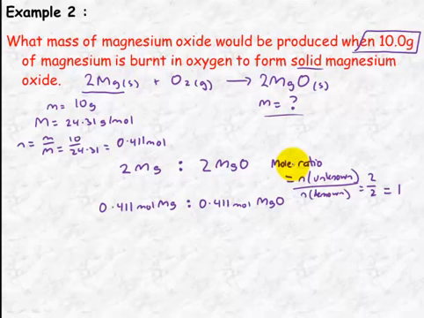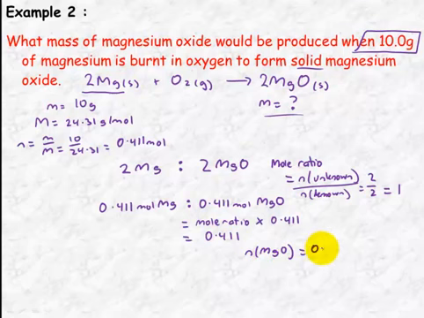Or if I'm using the mole ratio, I can do that: n equals mole ratio times 0.411, which, since the mole ratio is 1, equals 0.411. So now that I know the number of mole of magnesium oxide, n of MgO equals 0.411. I'm trying to find the mass, which I've written up here so I remember.